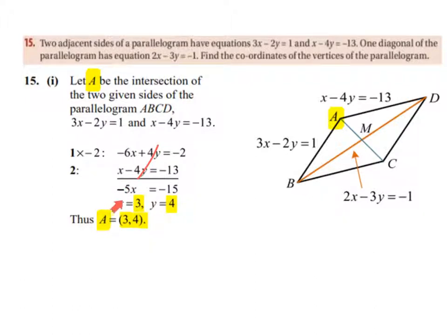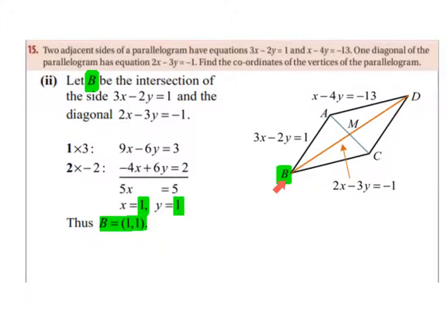And then subbing x equals 3 into one of the equations, it doesn't matter which one, we get y is equal to 4. So point A, the point of intersection of those two lines, is 3, 4. So now we have one of the vertices, or one of the corners of our parallelogram. Now we need to find B, C, and D.